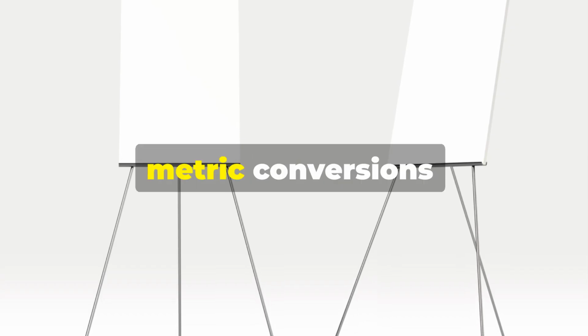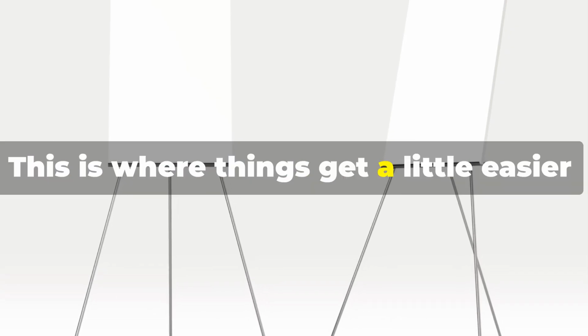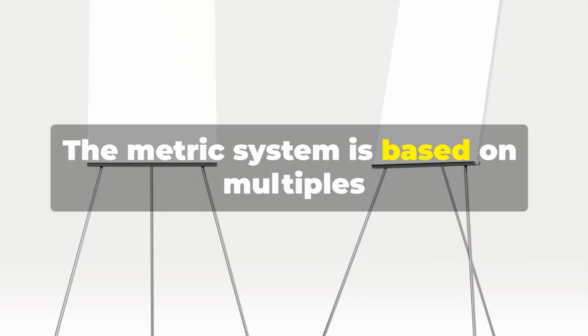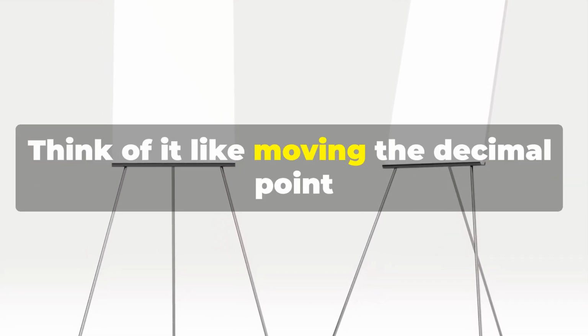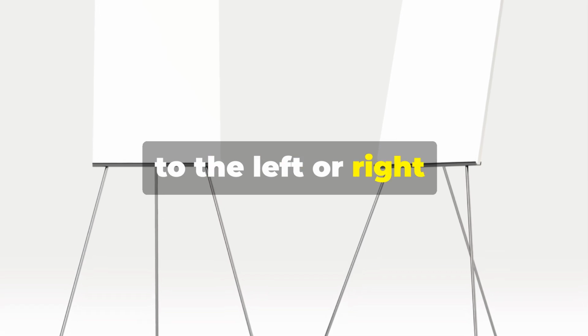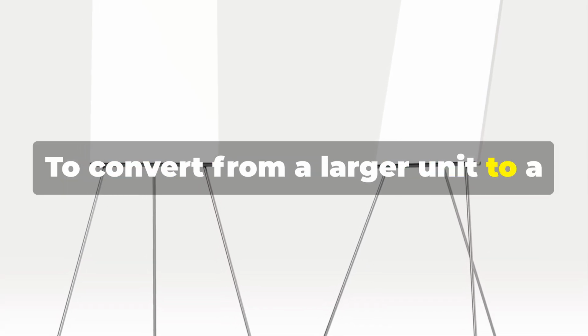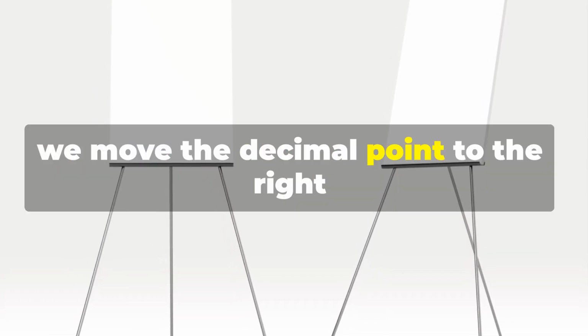Next up, metric conversions. This is where things get a little easier. The metric system is based on multiples of 10, which makes conversions a breeze. Think of it like moving the decimal point to the left or right. To convert from a larger unit to a smaller unit, we move the decimal point to the right.